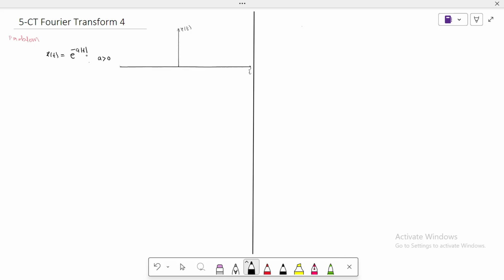For the positive values, the function is e power minus at, so it is an exponential decay. For negative values, it becomes e power at, and after substituting negative values of t, that is also an exponential decay.